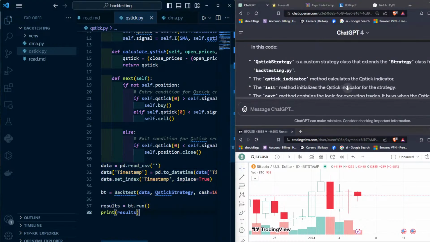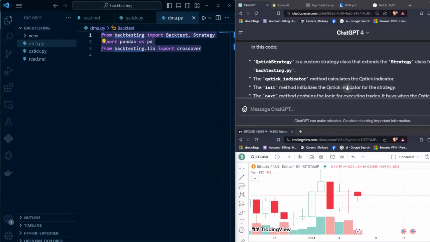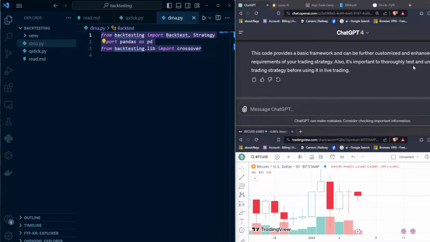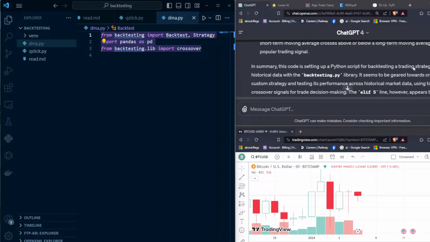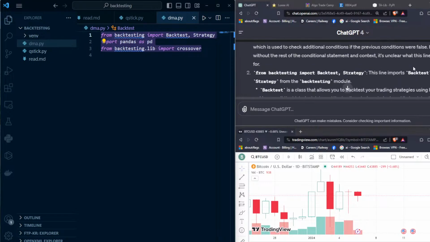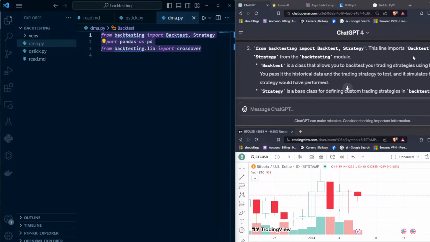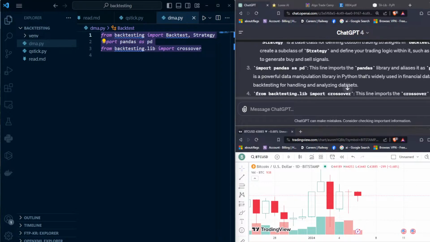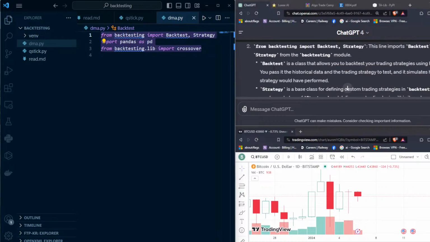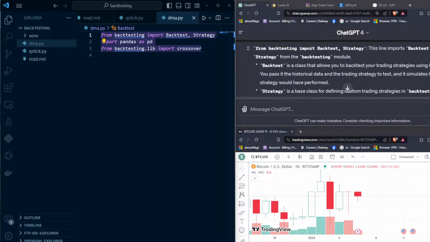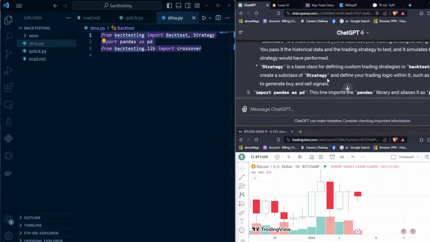So let's get back to our trading strategy. We have imported the things that we want. We didn't complete reading this, but let's read it. All right, so import pandas as pd. Backtest is a class that allows you to backtest your trading strategies using historical data, the data that we get from here. You pass it the historical data and the trading strategy to test, and it simulates how the strategy would have performed.